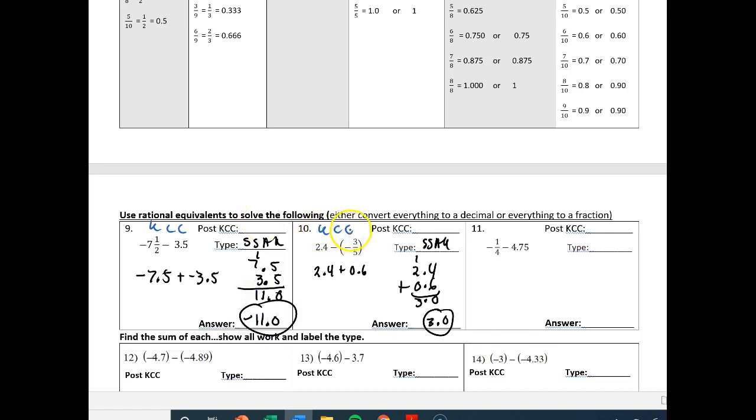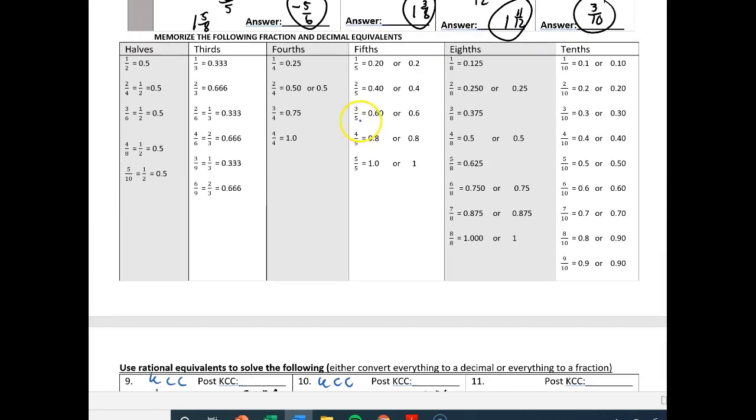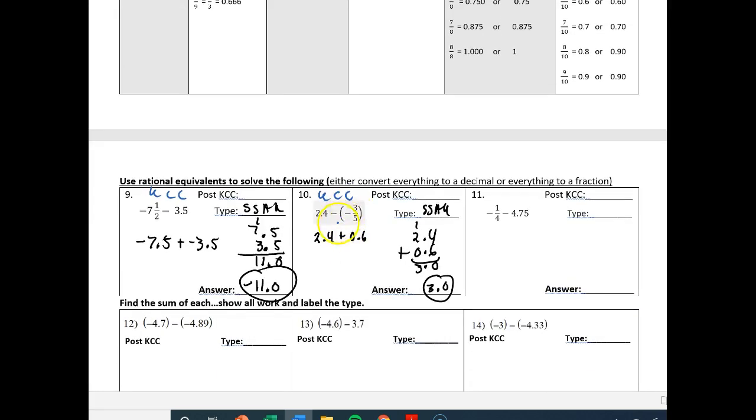And number 10, at KCC, I'm changing negative 3/5 to 0.6. If you don't believe me, you go back over here, you see 3/5 is 0.6. It becomes positive 0.6 after the KCC, so I'm just stacking my decimals and I get 3.0. They're both positive, so I'm keeping my positive with that. And for the last one, let's actually change this one to a fraction. You can do it also that way too. So after KCC, I get negative 1/4 plus a negative 4.75, which is negative 4 3/4.